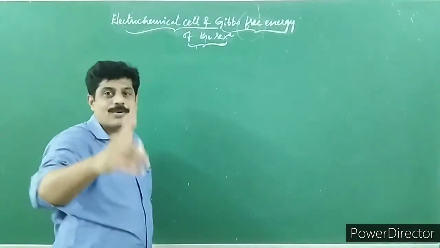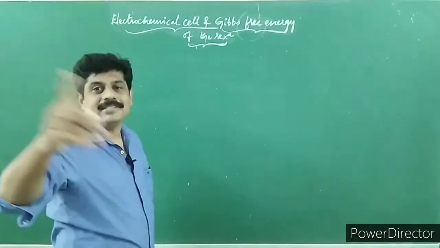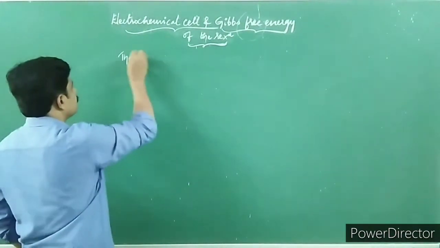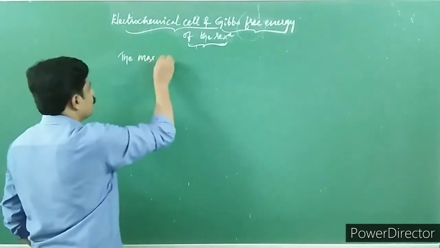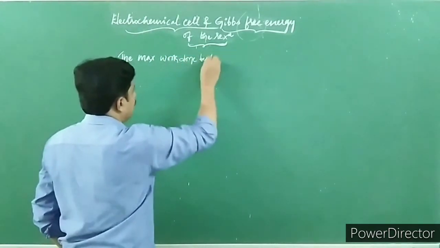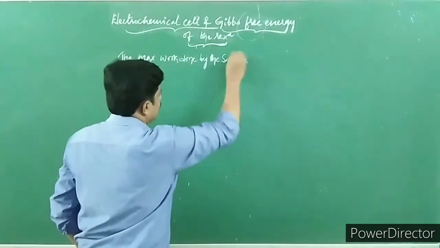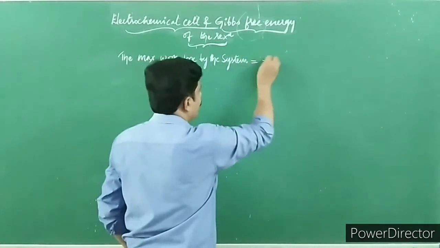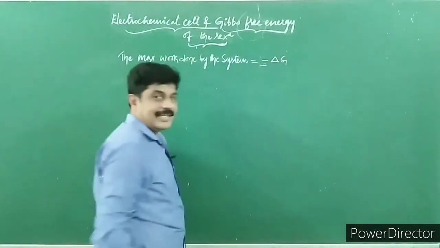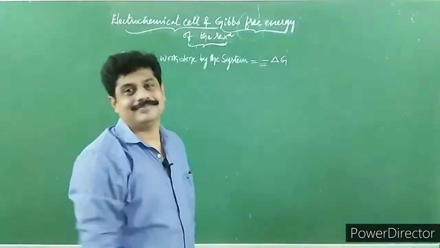Children, Gibbs energy denoted as G is nothing but energy available with a system to do useful work. Now, the maximum work done by the system is nothing but change in Gibbs energy. Let me write the maximum work done by the system is equal to minus delta G. Children, tell me, what does the negative sign indicate here? Negative sign indicates the work done by the system.